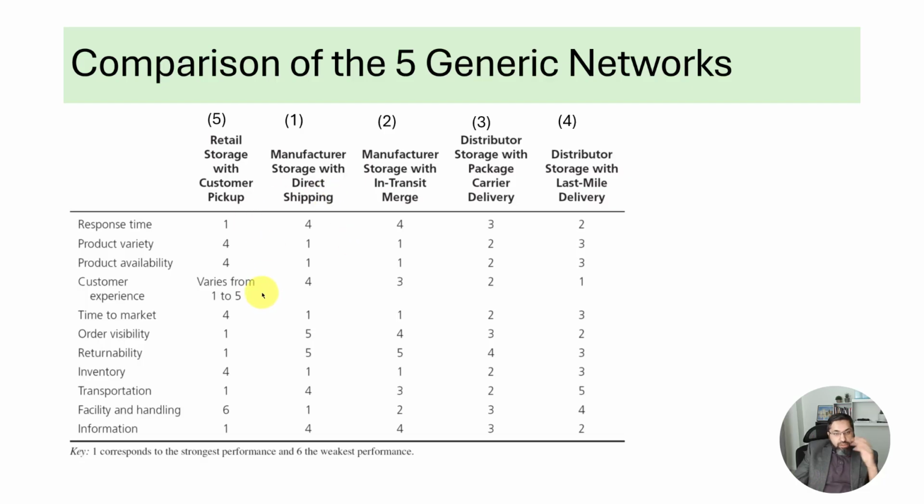So you can read this table. It just summarizes everything we have talked about. So in the last 30-40 minutes, whatever I've talked about is summarized in this table. Remember that 1 corresponds to strongest appropriateness or performance in that dimension, and 5 is like the worst. So small numbers are good, big numbers are bad in this table.